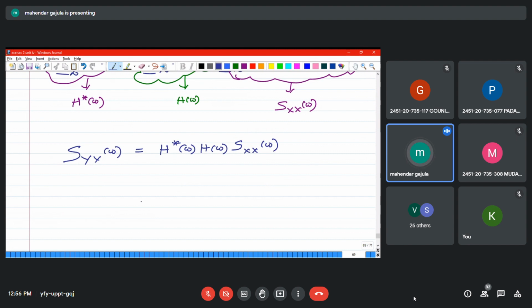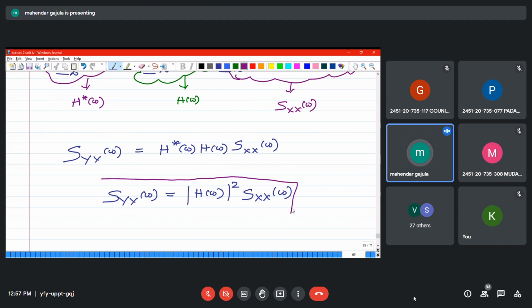X star into x is mod x square. So S_yy(ω) equals mod H(ω) square S_xx(ω). This is the relationship between the power spectral densities of output and input. This is a very important derivation.